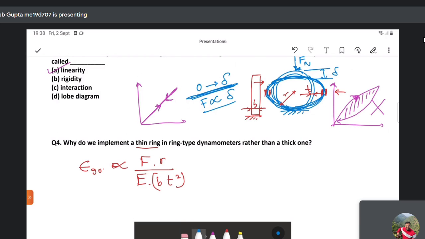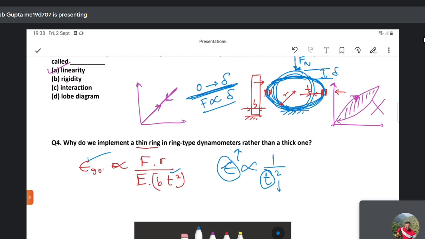So if you can see here, strain is inversely proportional to the square of T, right? So if you choose a smaller value of T, you will get a higher strain, and you want that, so that you can measure even small forces, right? So that's why you choose a thinner ring rather than a thick one for making such ring type dynamometers.